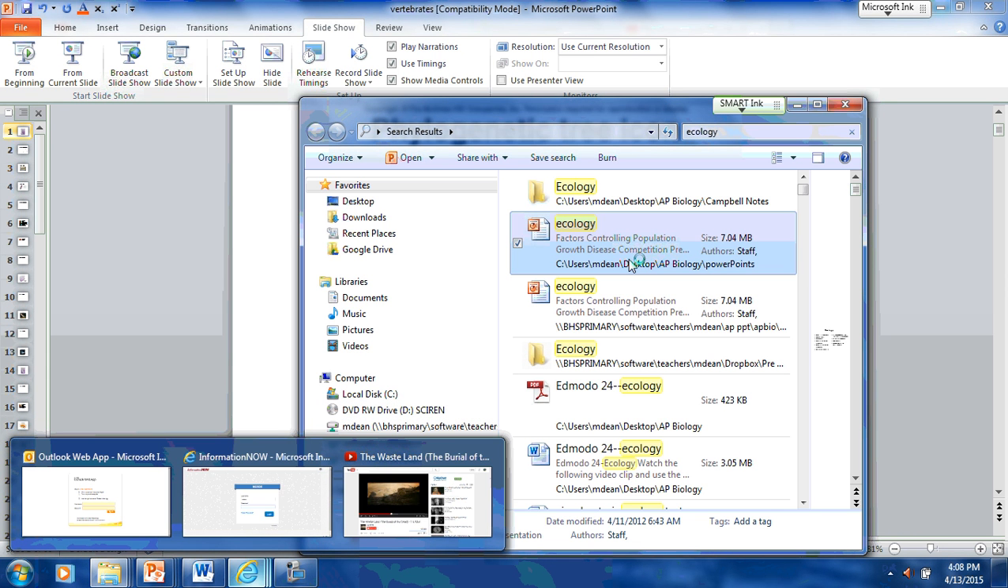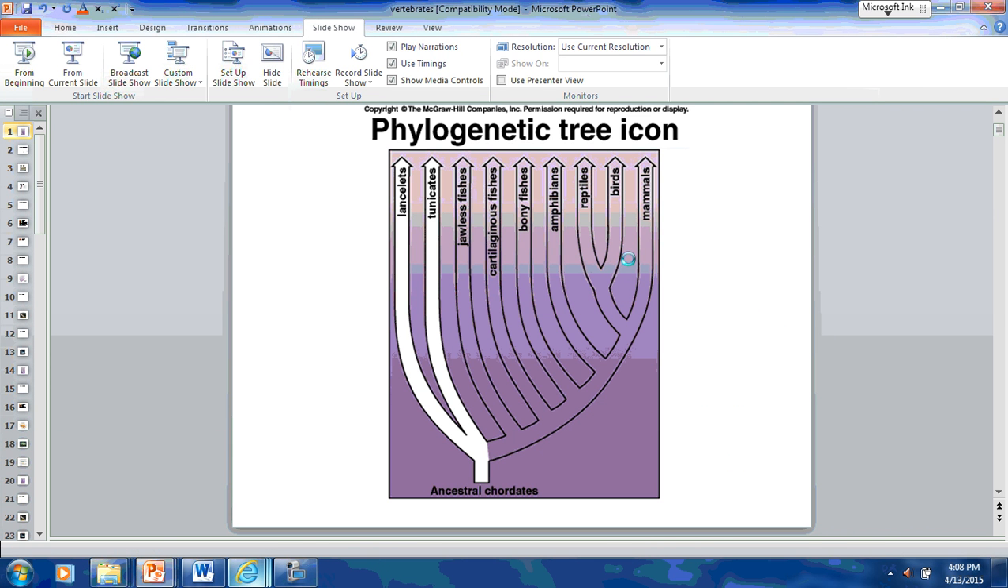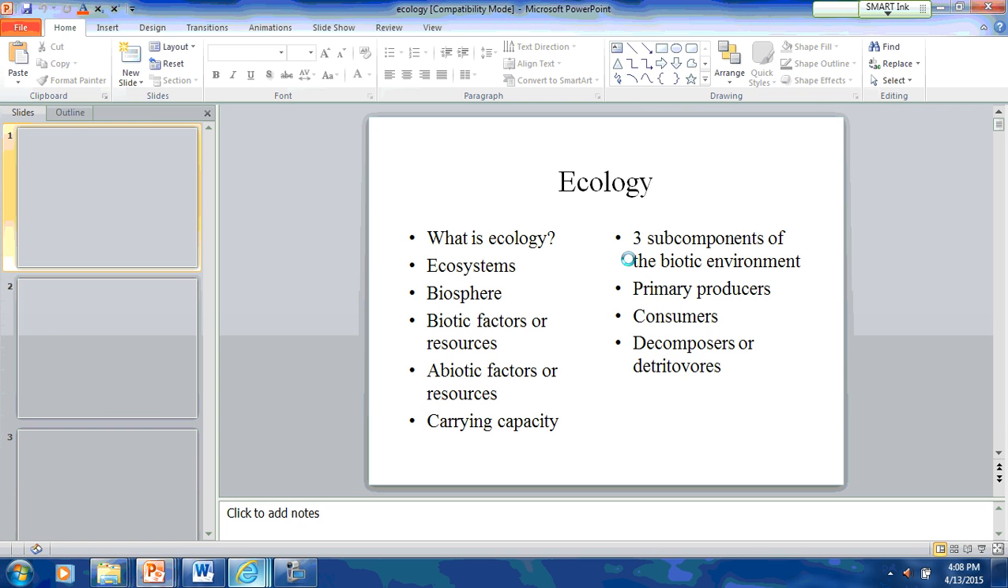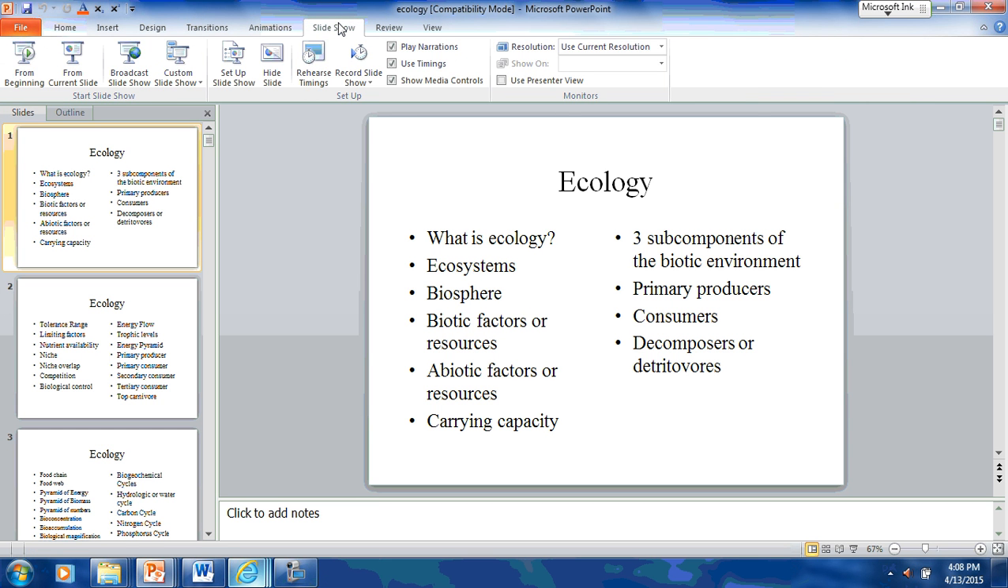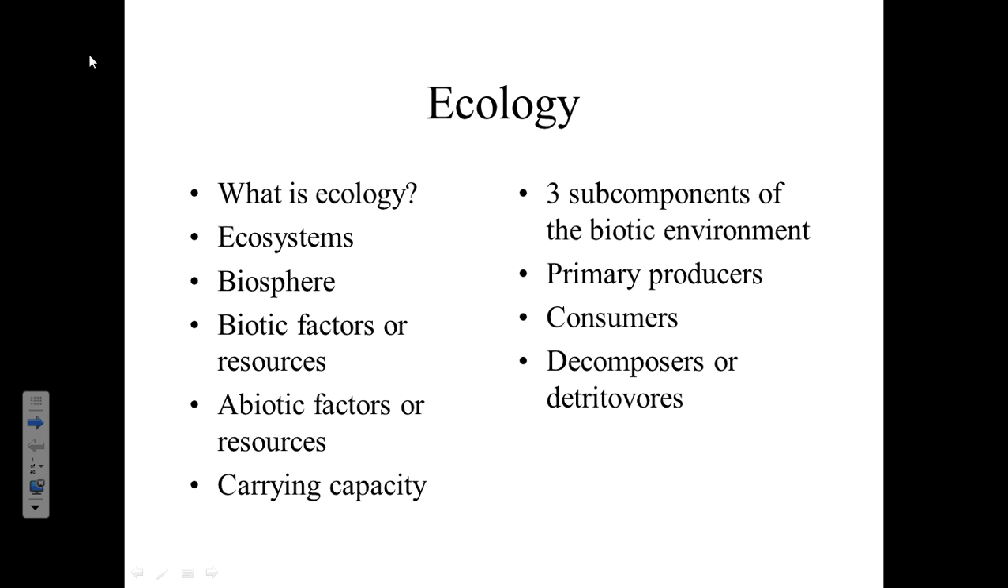Ecology is the study of what? Organisms and how they interact with each other and what? The environment. That's ecology. How organisms interact with each other and their environment. So if we use the word biotic factors in ecology, biotic means living, right? So biotic factors are living things that affect other living things.